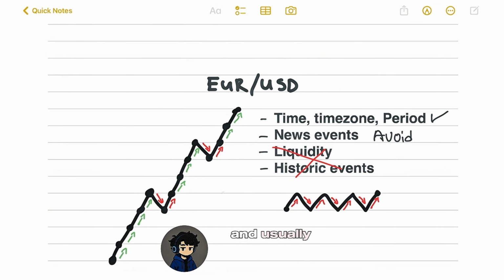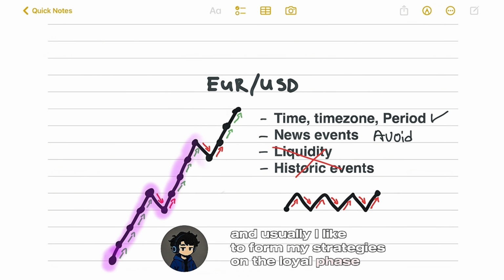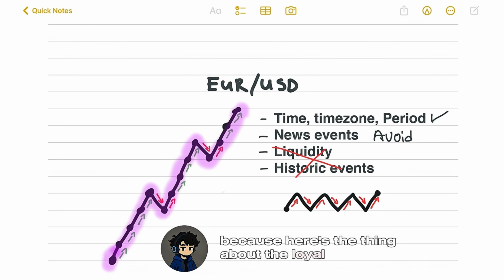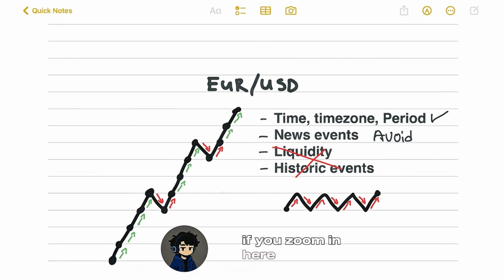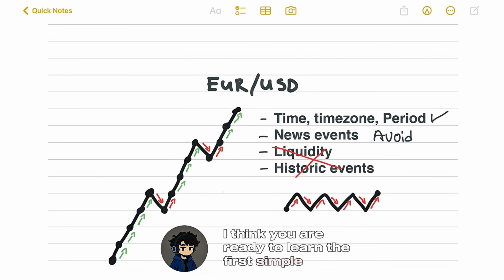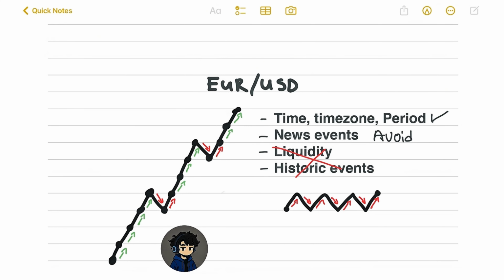And usually I like to form my strategies on the loyal phase. Because here's the thing about the loyal phase. If you zoom in here on this arrow, you'll find a loyal phase in here, a micro mini loyal phase in here, and only a little betrayal here, a little betrayal here. That's if you zoom in here. And with that, I think you are ready to learn the first simple strategy we can use.